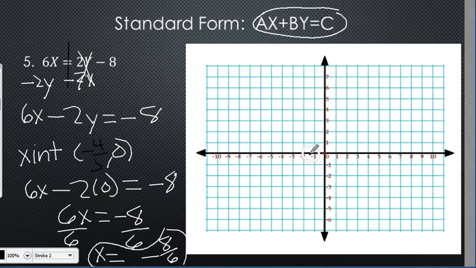So negative 1 and then 1/3 of the way to negative 2. Make that a little bit bigger here if I can. Okay, so negative 1 and 1/3.